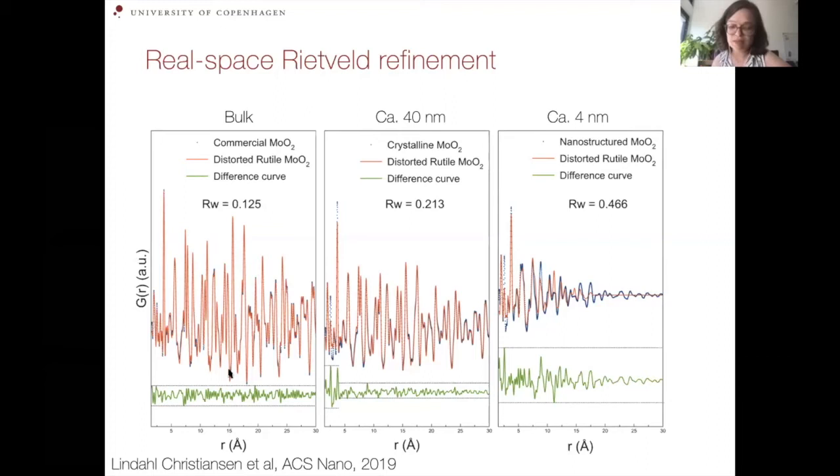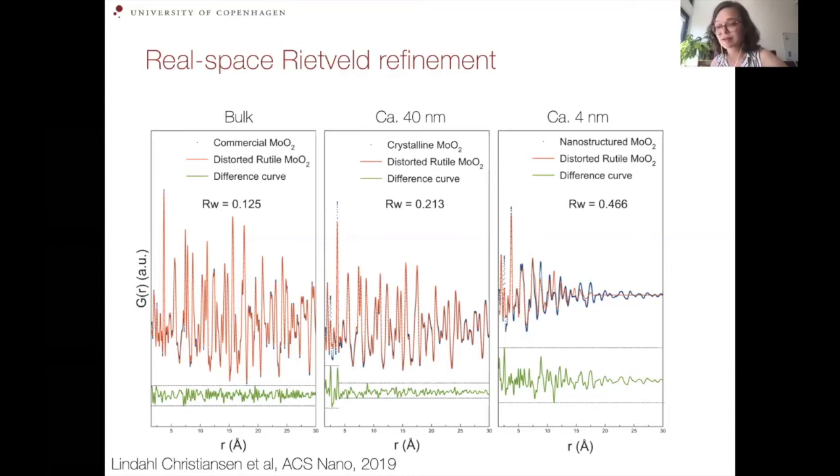There are some issues which we think arise because of preferred orientation. But basically, we can have a difference curve that looks similar across the R range. If we look at the 40 nanometers, so the crystalline nanoparticles, we can see that we fit the long range order fairly well. But there are actually issues that we weren't expecting in the local range, and we'll get back to this. Then for the nanostructured molybdenum oxides that are about 4 nanometers, we have a very bad fit, which we expected because we also couldn't fit these in Q-space, so in a Rietveld refinement.